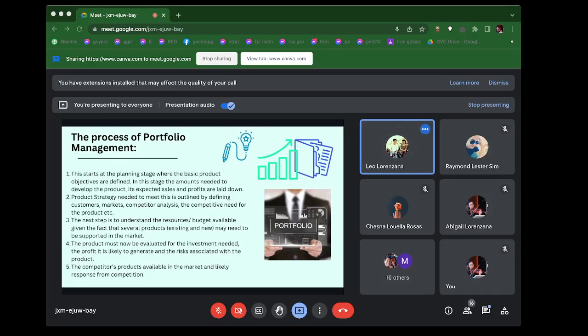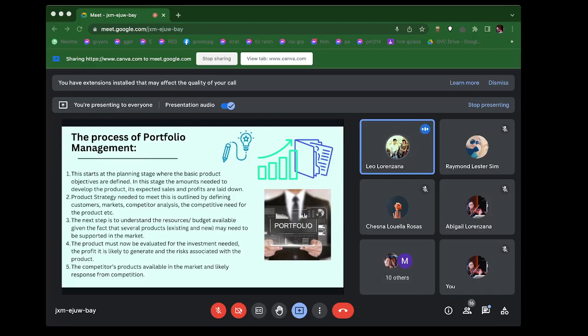So, this is the process of portfolio management. First, this starts at the planning stage where the basic product objectives are defined. In this stage, the amount needed to develop the product, and its expected sales and profits are laid down.